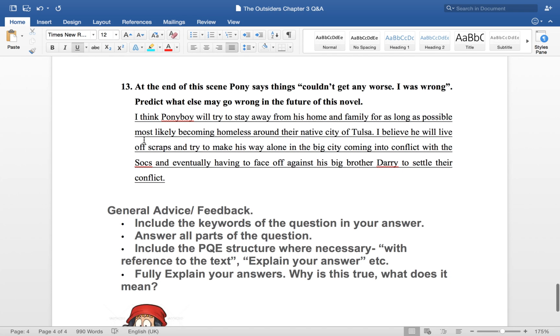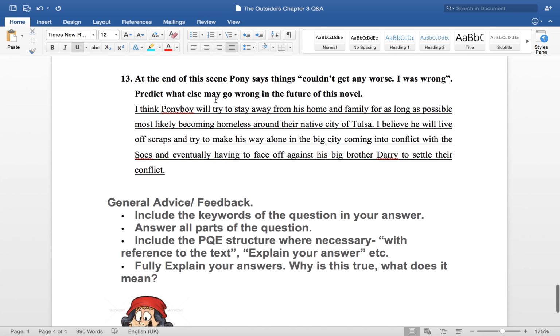So let's have a look here. Predict what else might go wrong in the future of this novel. And now, lads, I'm going to be honest with you. I've read this novel a number of times, so I know what was going to happen. So I tweaked my answer a little bit to come up with an alternate future.